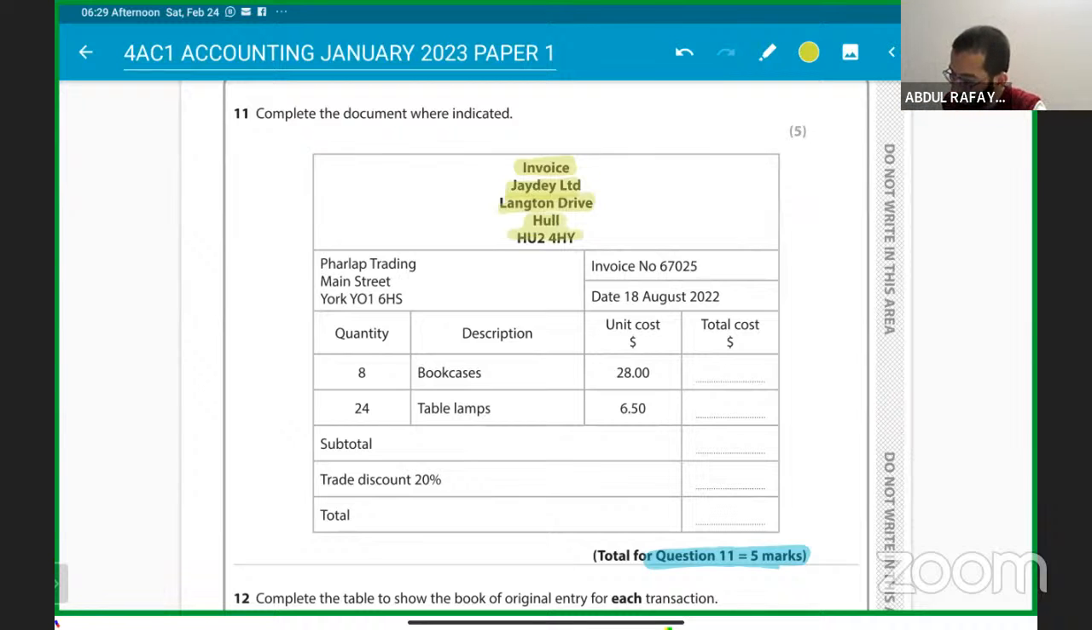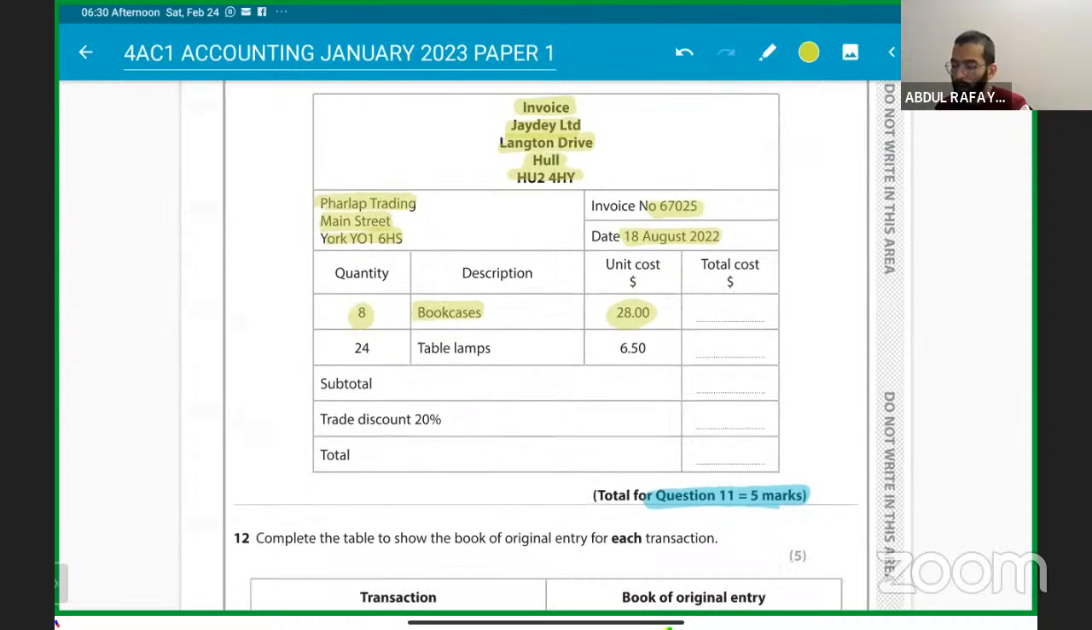This is basically an invoice. The invoice number is given, the date is given to us, sir. What is the name of the shop they are trading with? The customer information is given, okay? So what they have taken is quantity eight. They have taken eight bookcases, okay? Unit cost is $28. So we just have to find out the total cost, okay?